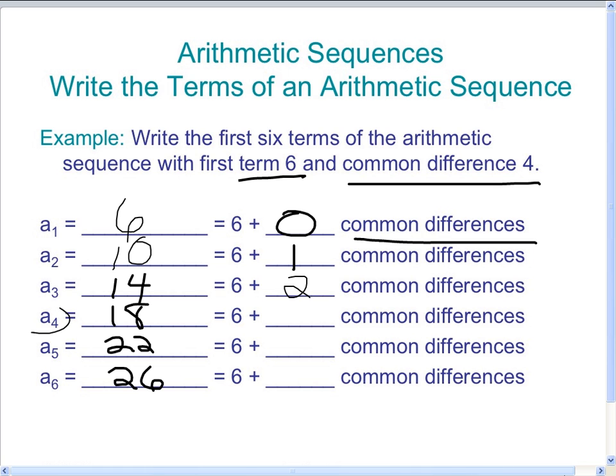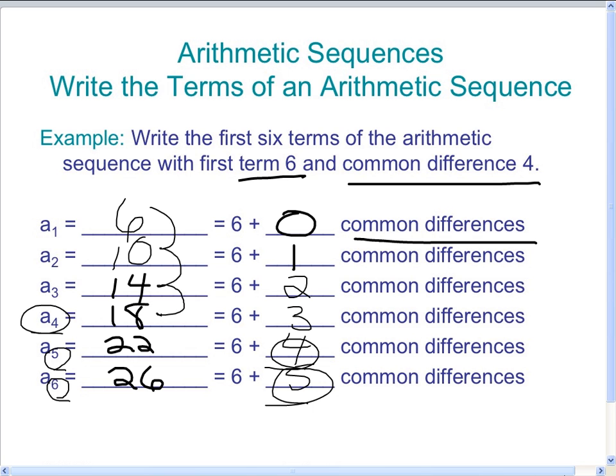So here I am at the fourth term. I added one common difference, two common differences, three common differences. So I added three common differences to get to this term, four and five common differences to get to the sixth term. I want you to notice right here the subscript. The sixth term, I added five common differences. The fifth term, I added four. Fourth term, I added three. Do you see the pattern here?